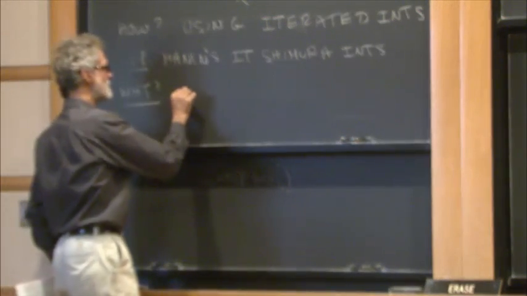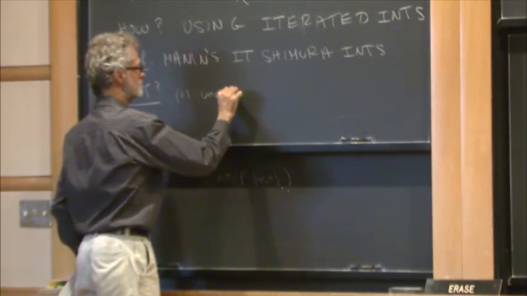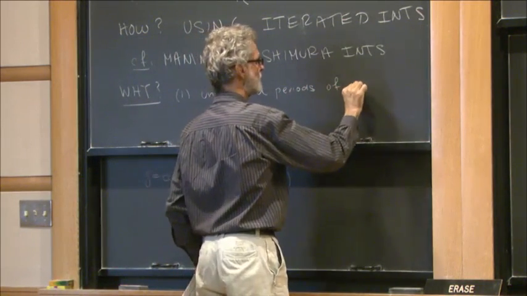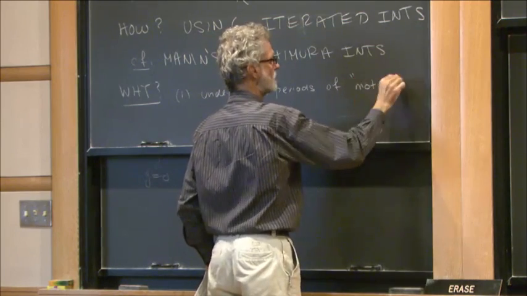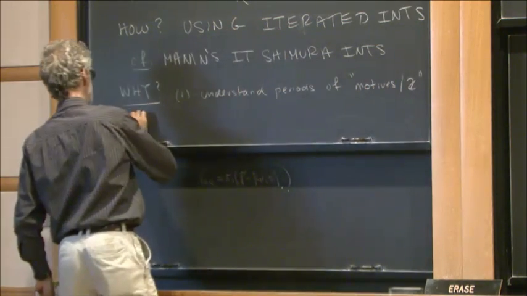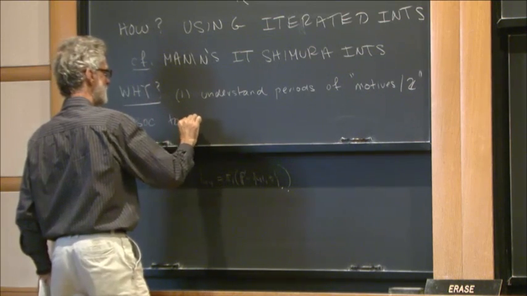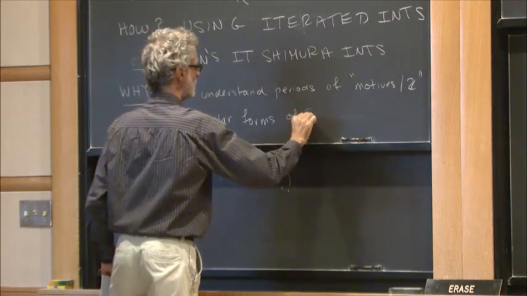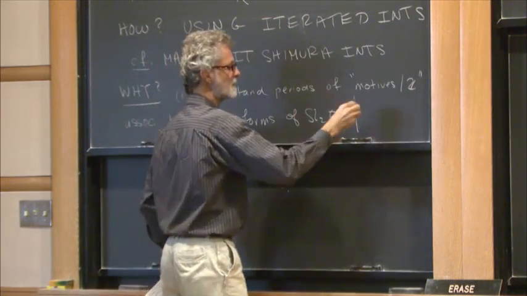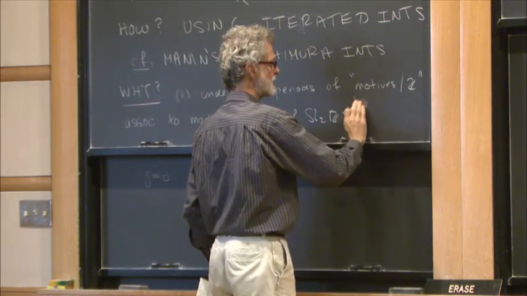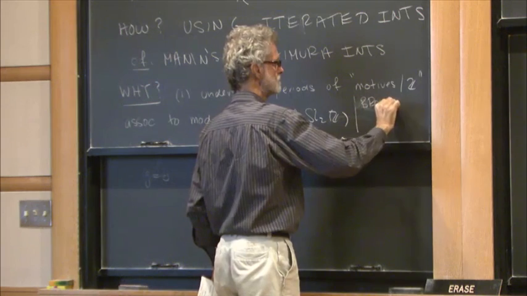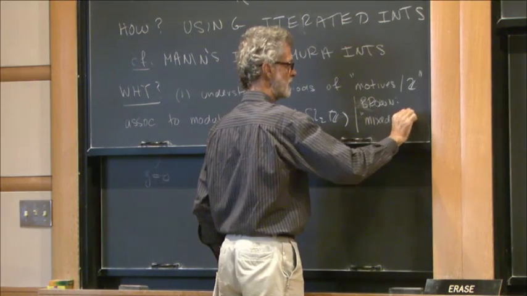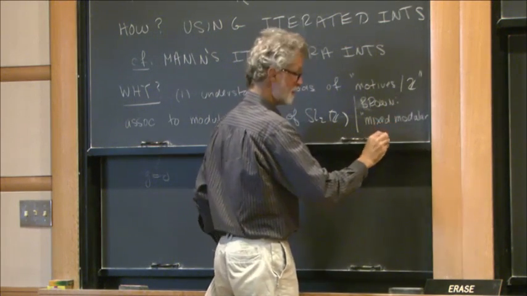so one reason is just to understand periods of motives. I'm going to write it like this: motives over Z associated to modular forms of SL2Z. And so Francis has this idea of mixed modular motives. So Brown, he's got this category, mixed modular motives. And I'm sure he'll tell you about that next hour.